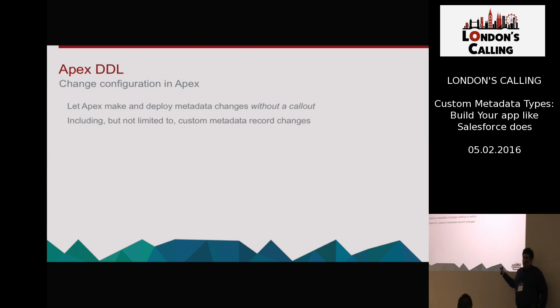Last thing I'm going to cover, this is not exactly about custom metadata types. I said earlier you can't change things like custom fields in Apex, and you can't write custom metadata records in Apex. We would like to change that. It won't be exactly like an Apex insert, but we would like to eliminate that call-out step. And that would include, but probably not be limited to, changes to custom metadata records. Ideally, we'd like to let you create custom fields and things like that in Apex.